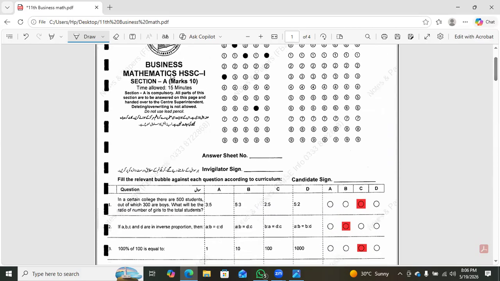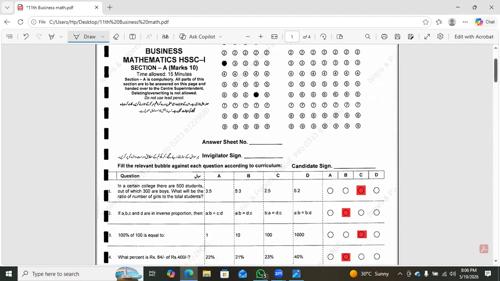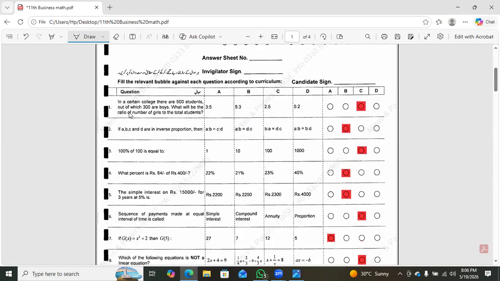In section A, you will have 10 multiple choice questions. Total marks would be 10. In a certain college, there are 500 students, out of which 300 are boys. What will be the ratio of number of girls to the total students? So C is the right answer, 2:5. If A, B, C, and D are in inverse proportion, then A ratio B is equal to D ratio C.